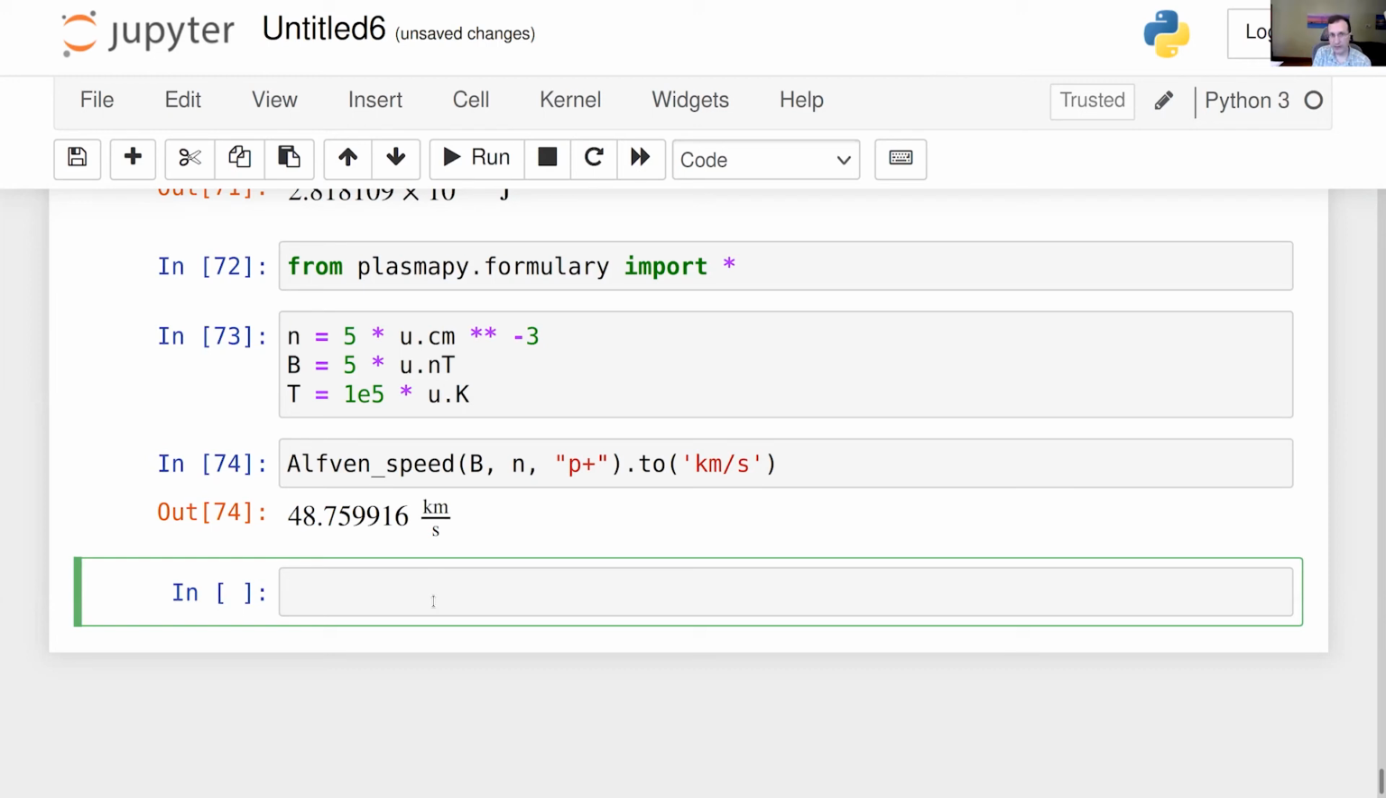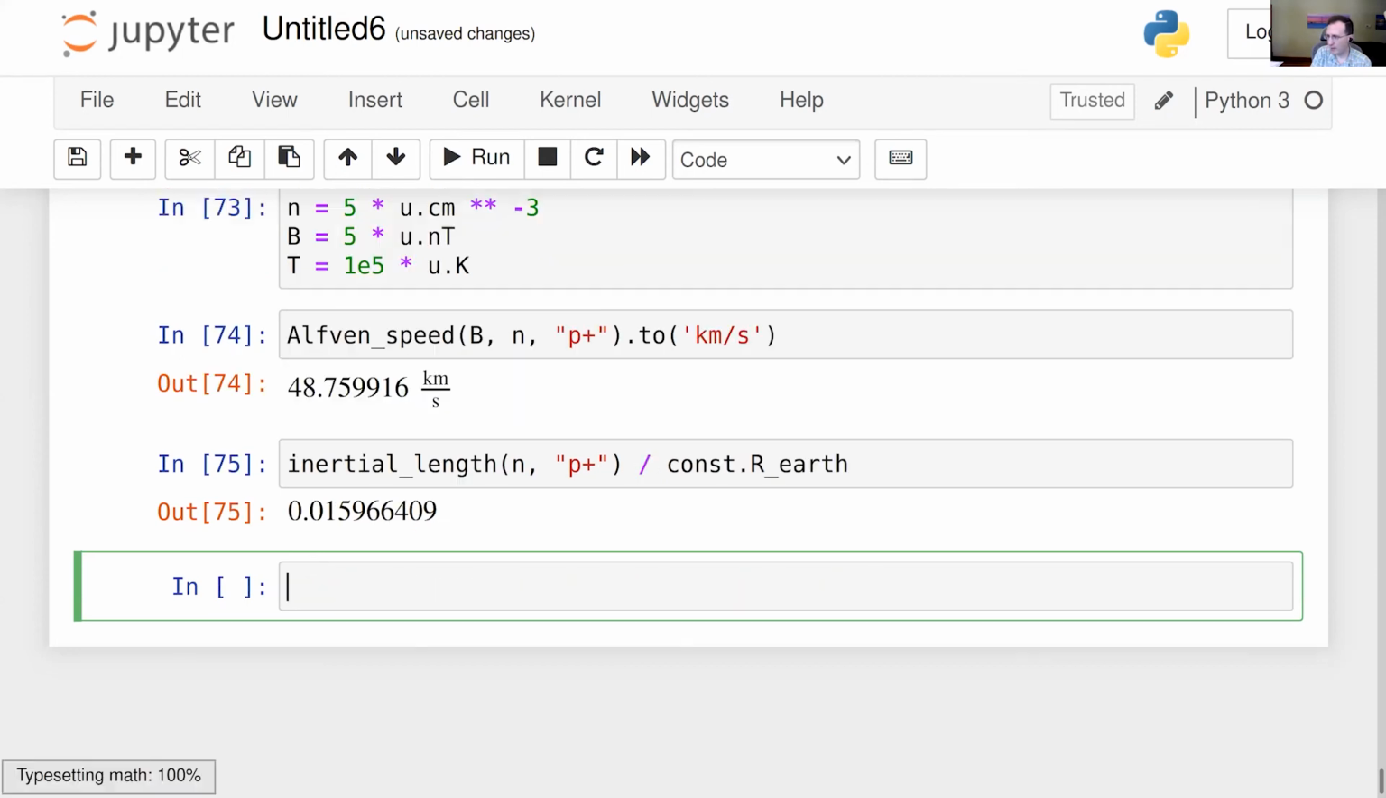We can also get the inertial length, say the number density, and then also for protons. And in this case, let's divide it by an Earth radius, if I can spell Earth correctly. And so an inertial length of the solar wind near 1 AU is about 1.5% of an Earth radius.